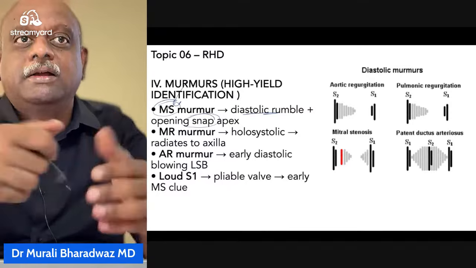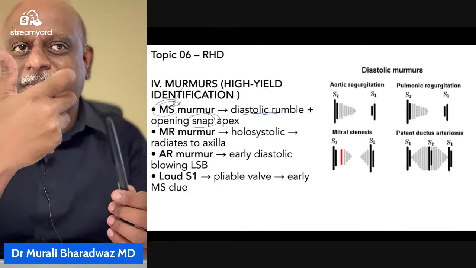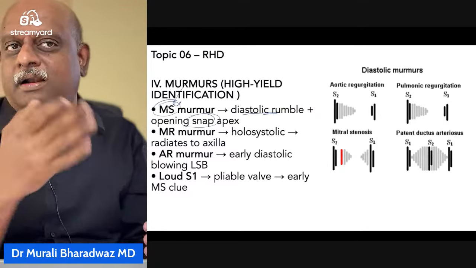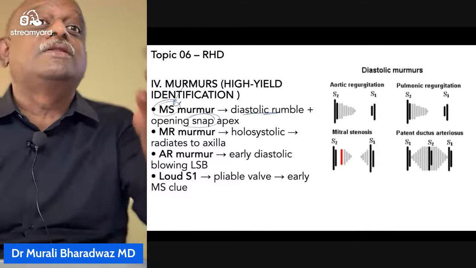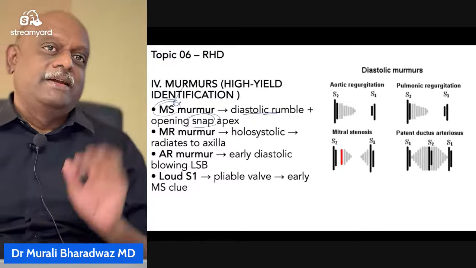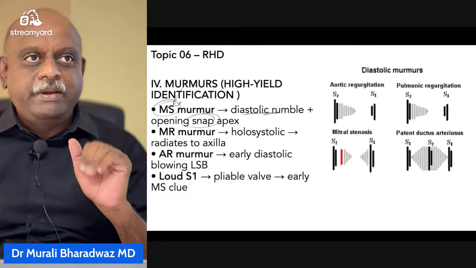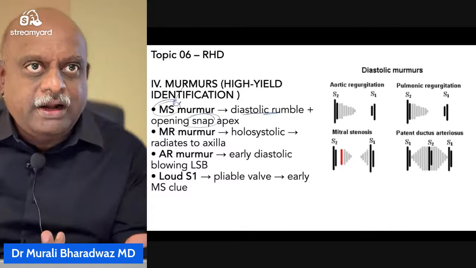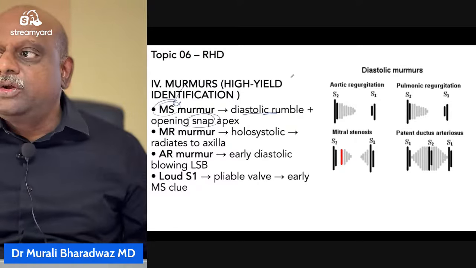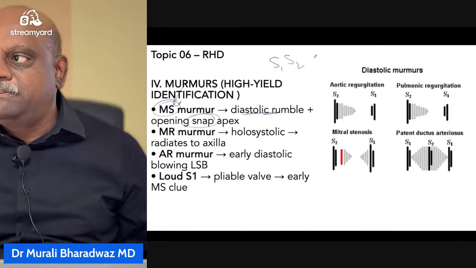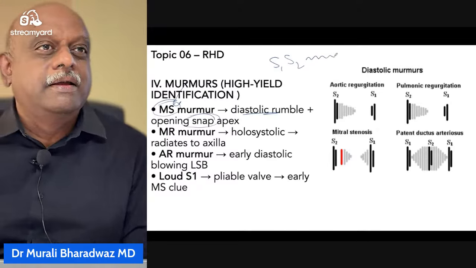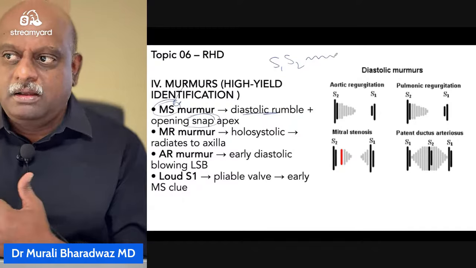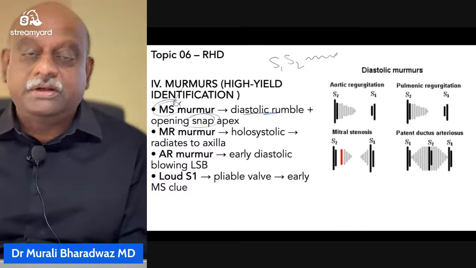There you put the bell of the stethoscope, not the diaphragm. Light touch. Lub dub drr, lub dub drr. Lub is S1. Dub is S2. After that, ventricular diastole begins. So you listen, lub, dub, drr, which is the mid-diastolic rumble of mitral stenosis.